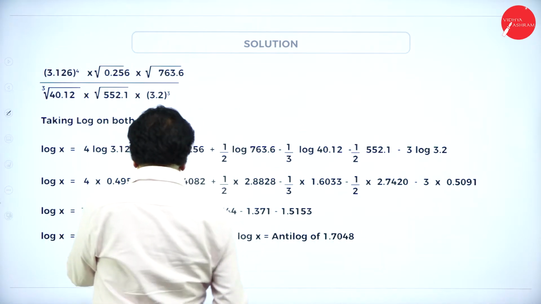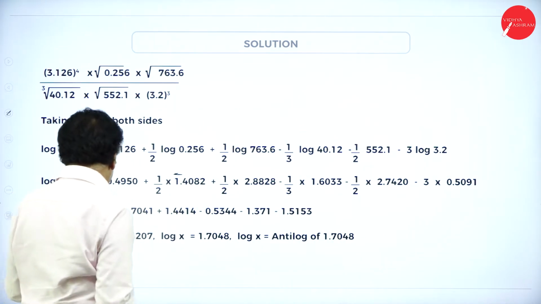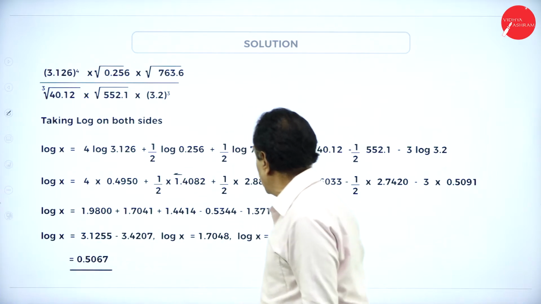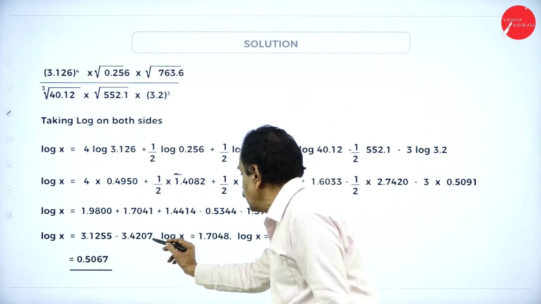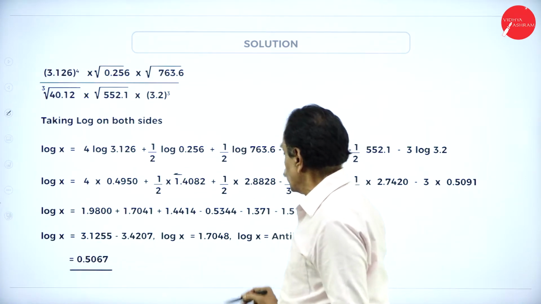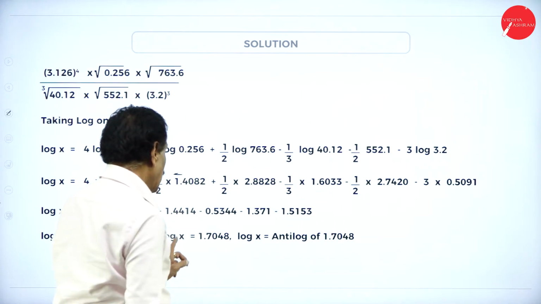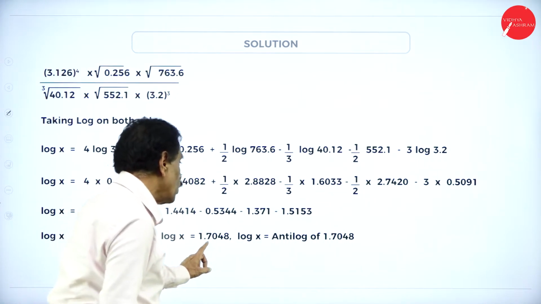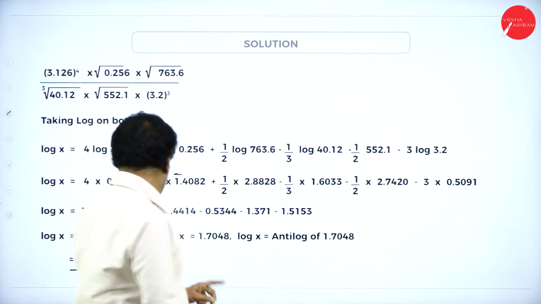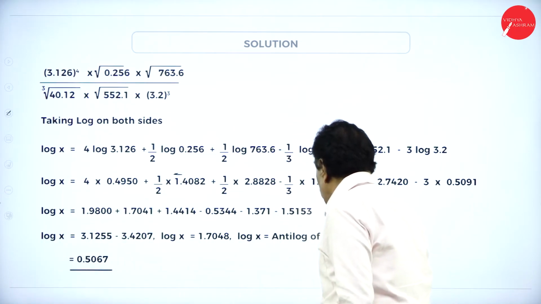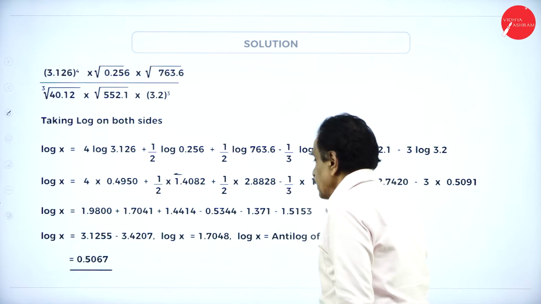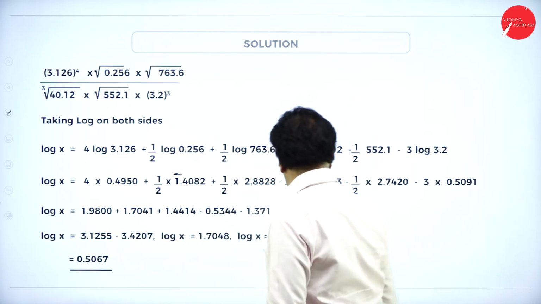If you add all these things now, it will come 3.1255 minus 3.4207. So log of this, if it is log x, for this you have to see the anti-log of this, anti-log of 1.7048. So here 5067 will come.